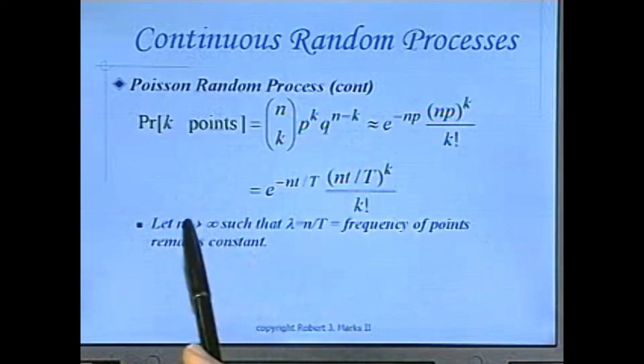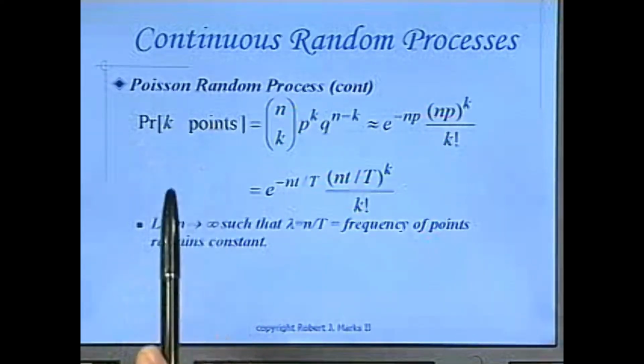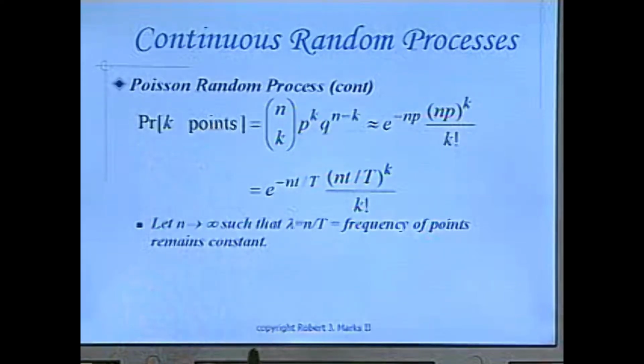So here's the point, here's what we have. The probability that we have k points under the Poisson approximation, n very, very large, k very, very small, or equivalently, n very, very large and p very, very small. They're equivalent assumptions that we will refer to as the Poisson assumption.